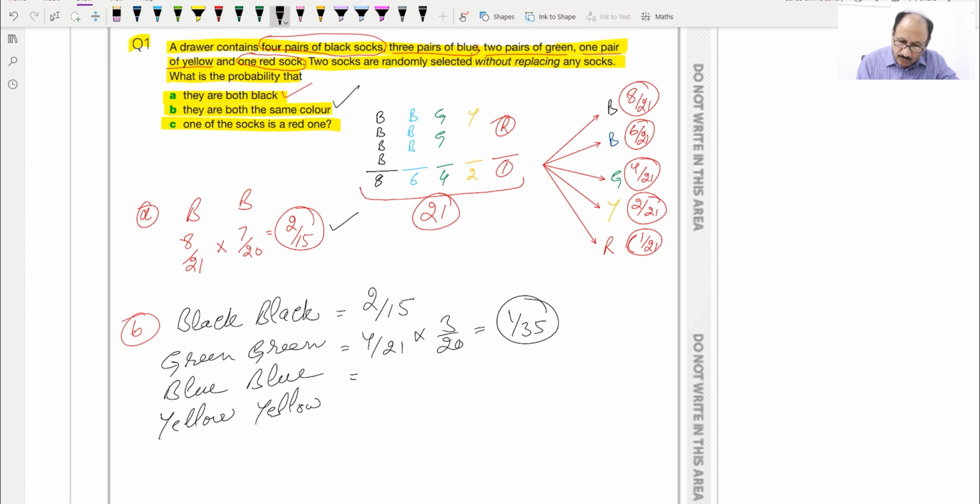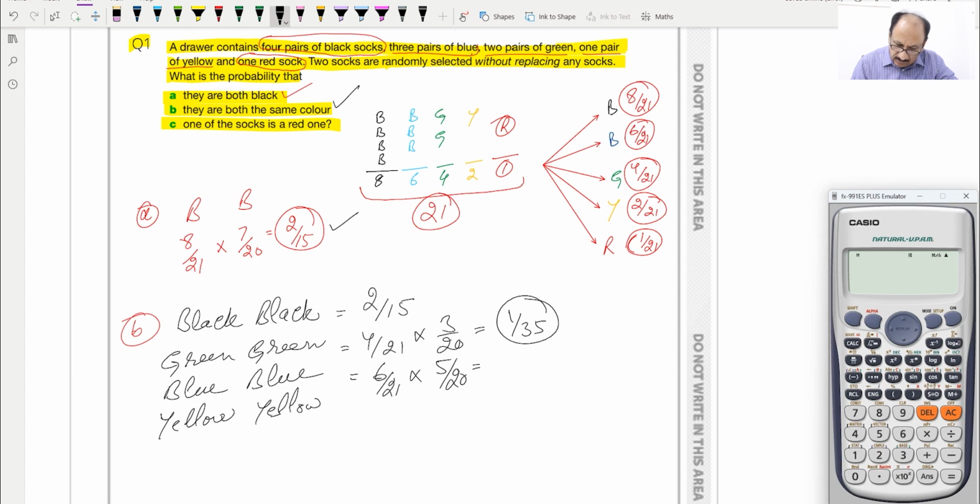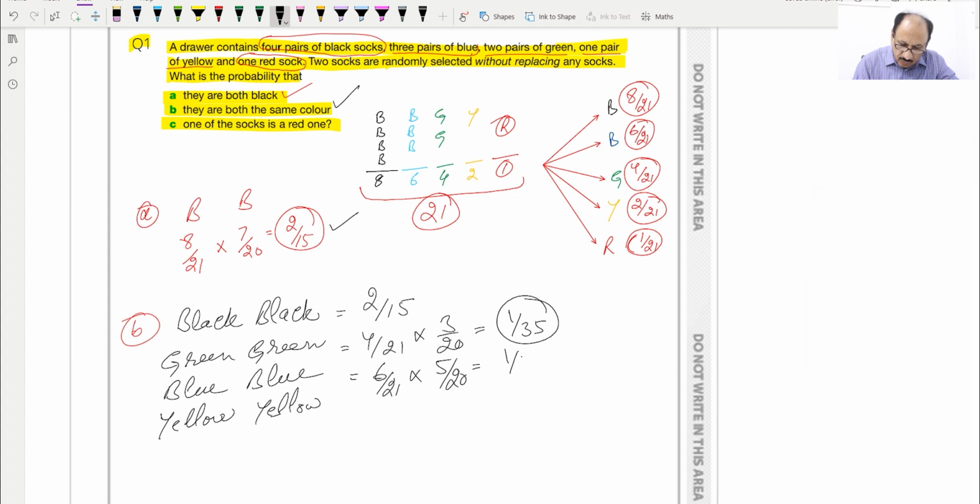So for blue and blue, there are 6 blues, so 6 out of 21 into 5 out of 20, and we can write this as 6 over 21 multiplied by 5 over 20, and this is giving us 1 over 14. So 1 over 14 will be this one. So far we got 3.